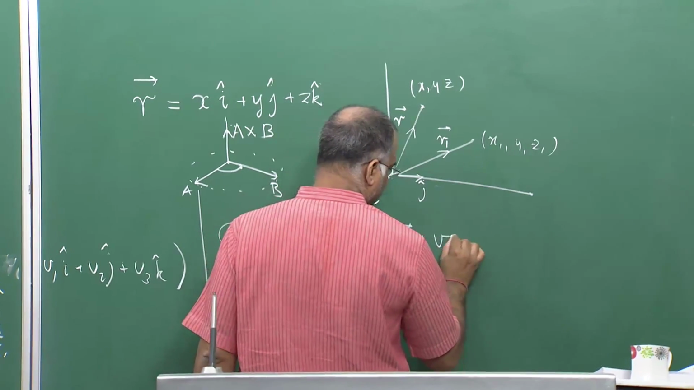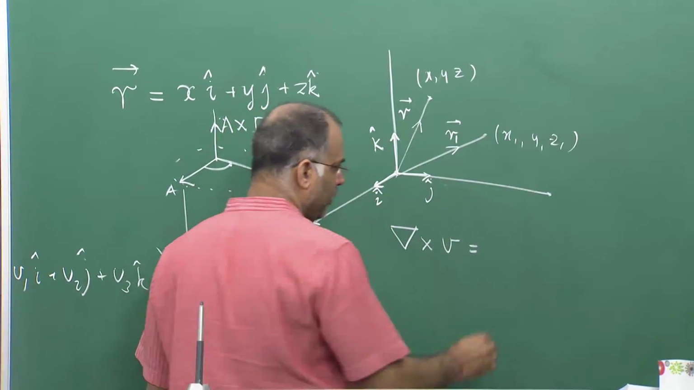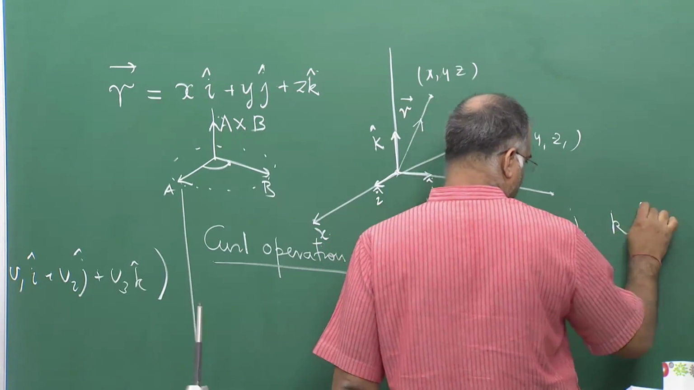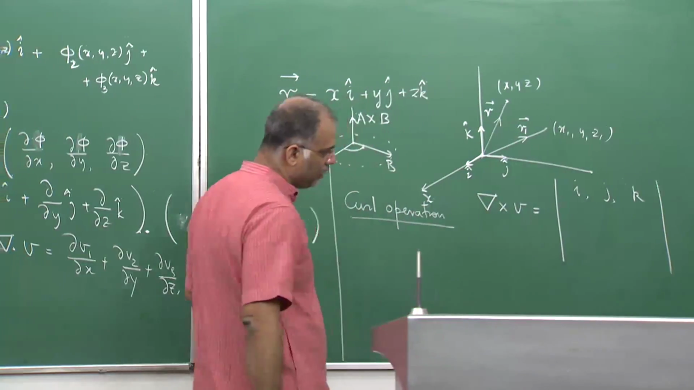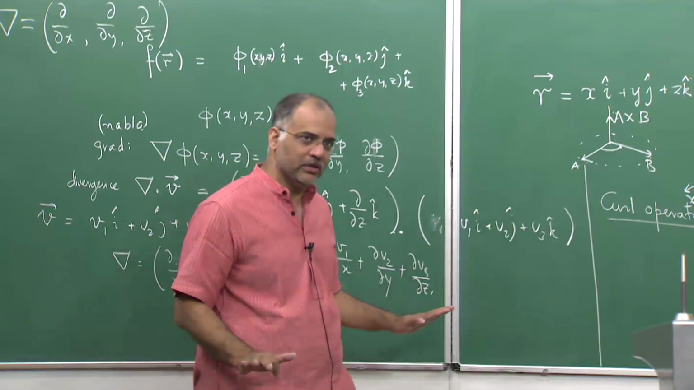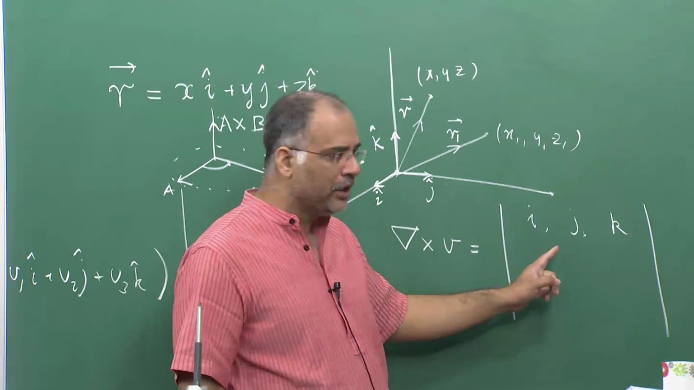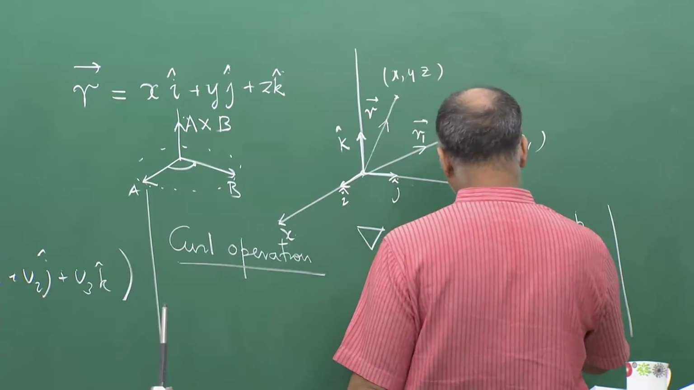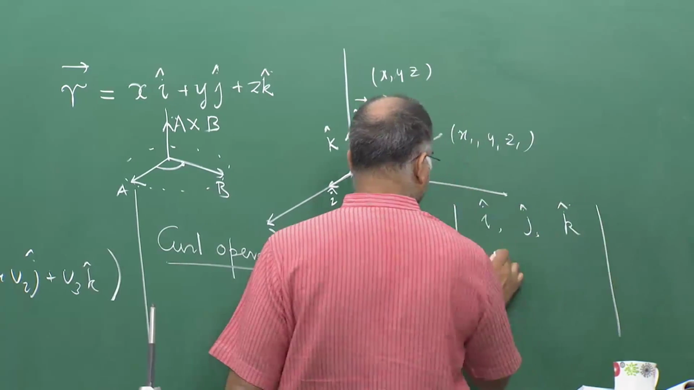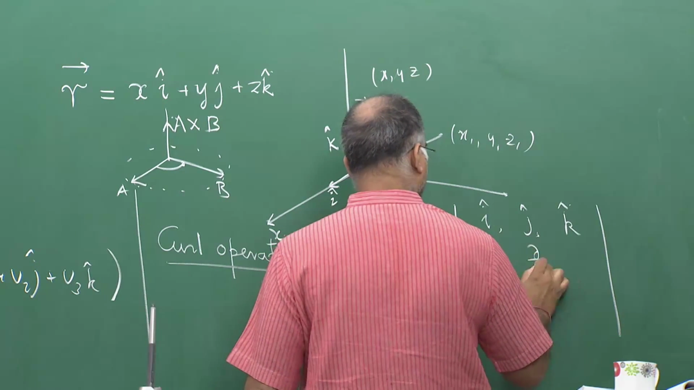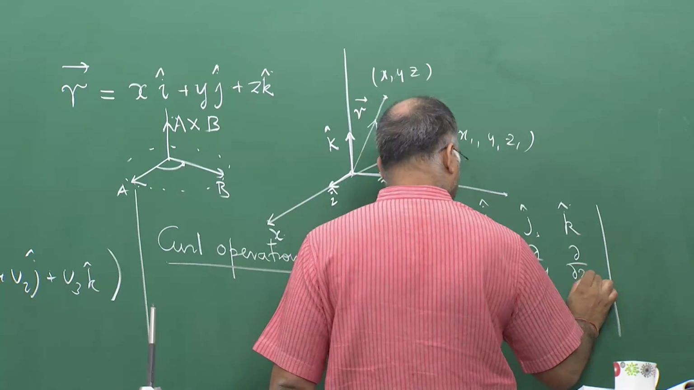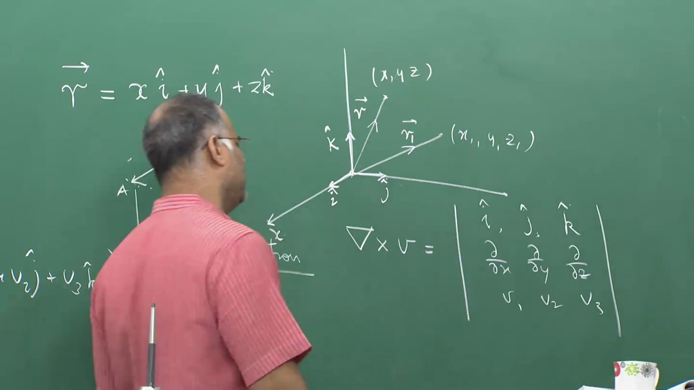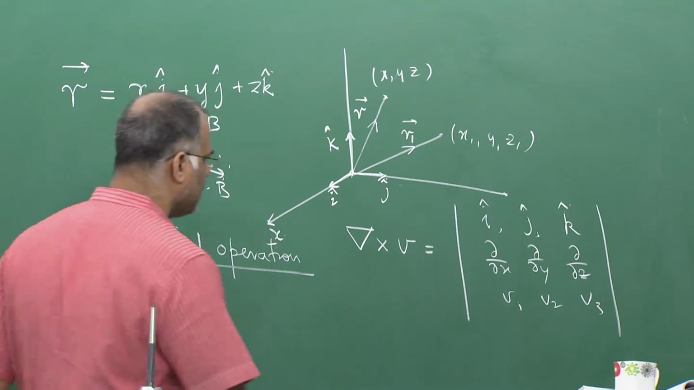So, the curl of a vector V, what does it mean? This is defined as follows: i, j, k. Again it will not make sense to mathematicians, because you are talking about a determinant and a matrix with vectors in it: i vector, j vector, k vector, del by del x, del by del y and del by del z. But it is no harm if you think like a physicist. Now you calculate the things out.